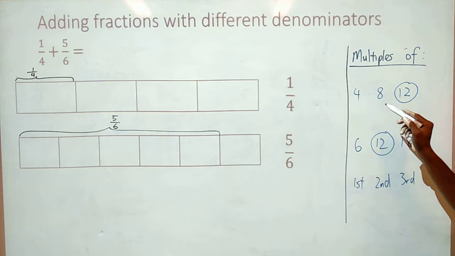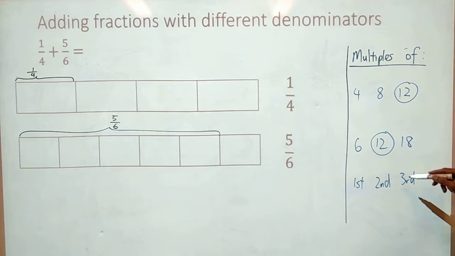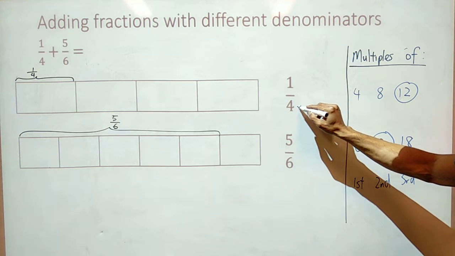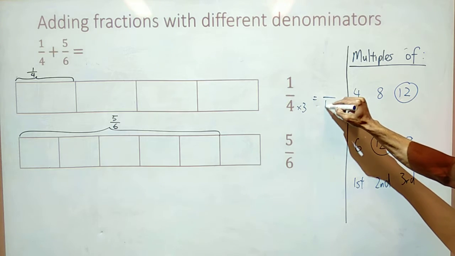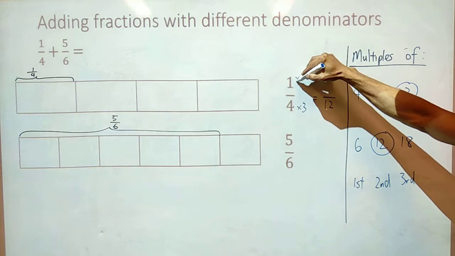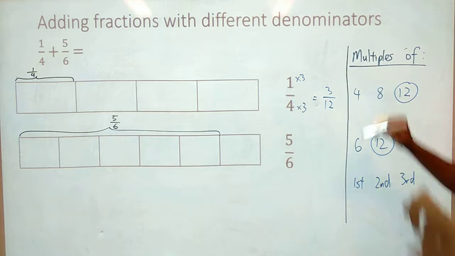Now this means that if you break each of the 4 parts into 3 parts, you end up with 12 total parts. So 4 times 3 gives you 12, and 1 times 3 gives you 3.